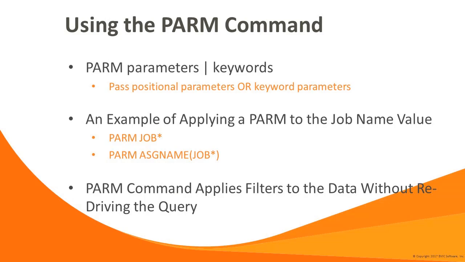The PARM command can be used to pass either keyword or positional parameters to a view. The format of the command for positional parameters is PARM followed by PARM1, PARM2, etc. For a keyword parameter, the format is the element or PARM. In this example, ASG name job star displays only address spaces beginning with JOB. Using the PARM command does not update the query in the view. You could also use INK mask to set the filters in the view, which may be easier and quicker.